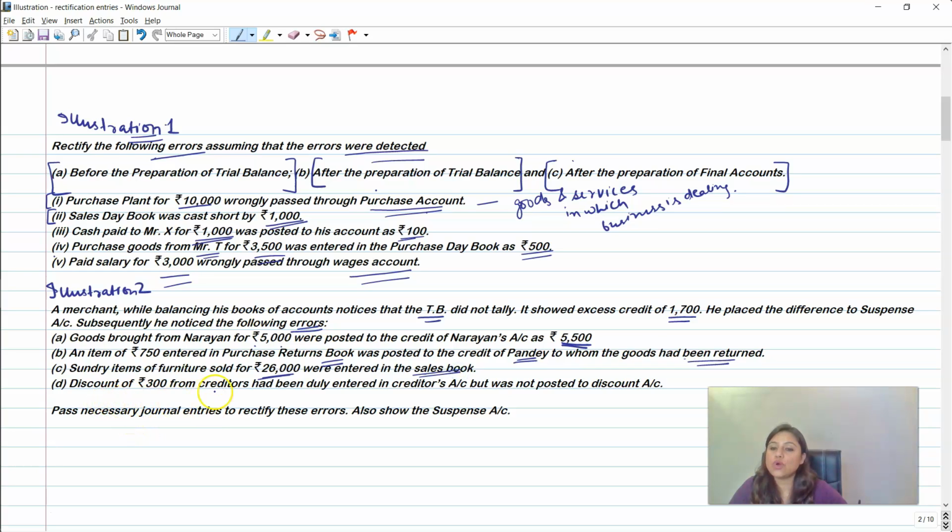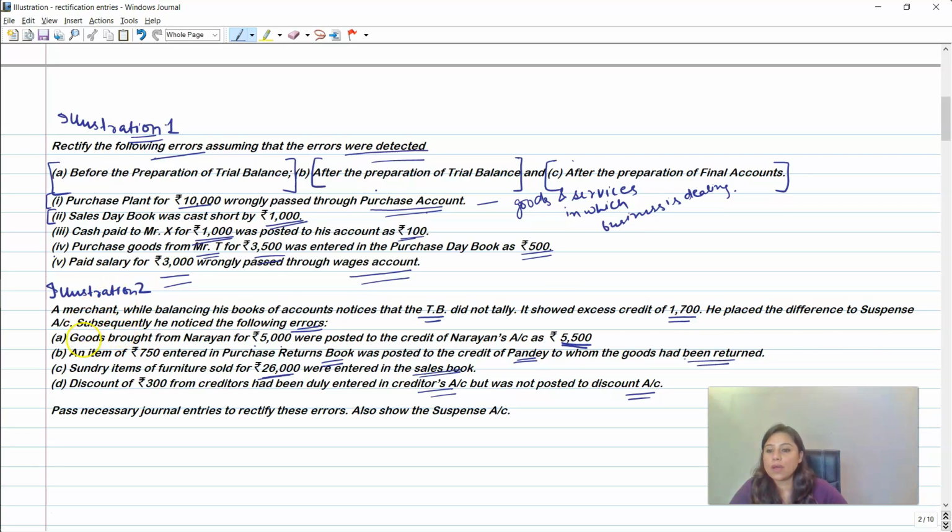Again, a discount of rupees 300 from creditors had been duly entered in the creditors account but was not posted to the discount account. So we have to pass the necessary journal entries in order to rectify these errors and also show the suspense account. So the errors have been identified, and after preparation of the trial balance, the difference has been placed in the suspense account.